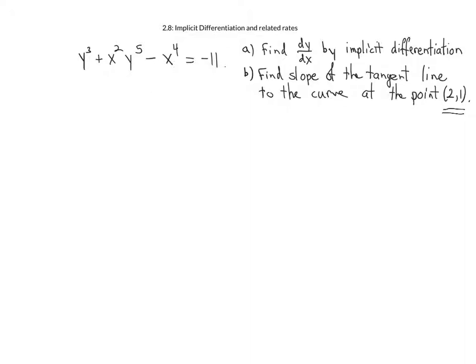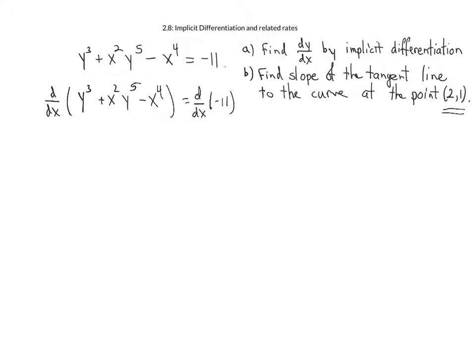So it's useful to remember that there is a curve that passes through the point (2, 1) and is defined by this equation. The first challenge for us is to find dy by dx by implicit differentiation, and what we do is compute the derivative with respect to x of both sides of this equation. So I've written out that the derivative with respect to x of the left-hand side is equal to the derivative with respect to x of the right-hand side.